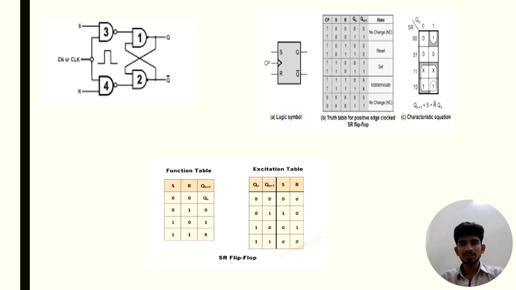Now here S and R are inputs. Qn is the present state. Qn plus 1 is the next state. For 0 0 0, the next state is 0. For 0 0 1, the next state is 1. For 0 1 0, the next state is 0. For 0 1 1, the next state is 0. For 1 0 0, the next state is 1. For 1 0 1, the next state is 1. For 1 1 0, it is undetermined.